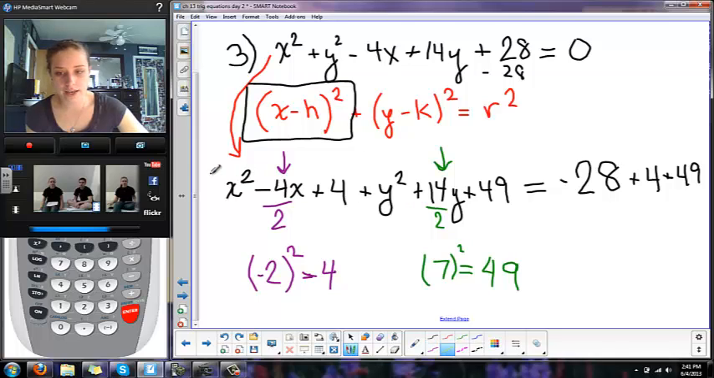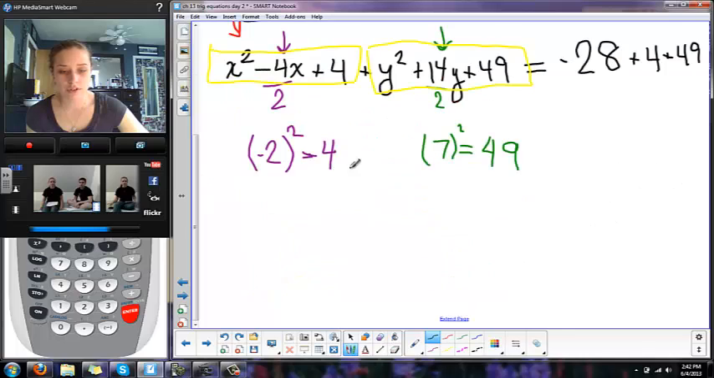Now I have perfect squares. All of the x values right there I can write as a binomial squared, and all of the y's right here I can write as a binomial squared. So let's go through and do that.